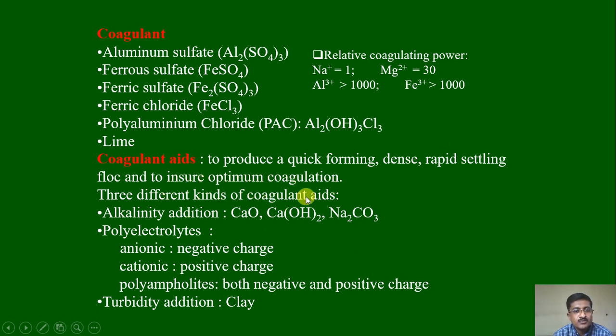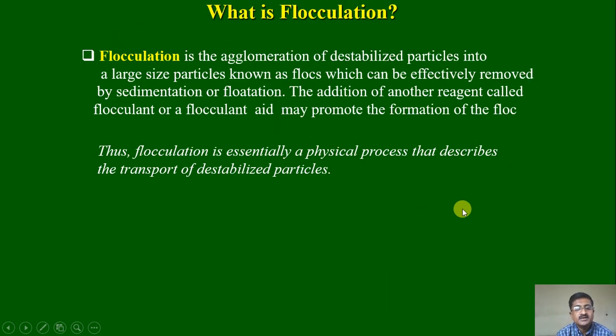Three kinds of coagulant aids are used: alkalinity addition, which is CaO, Ca(OH)2 and Na2CO3; polyelectrolytes, which are anionic, having negative charges, and cationic, having positive charges; then polyampholytes, which have both negative and positive charges. So what type of coagulants are to be used and how the coagulant aids are working, that is very important to remember.